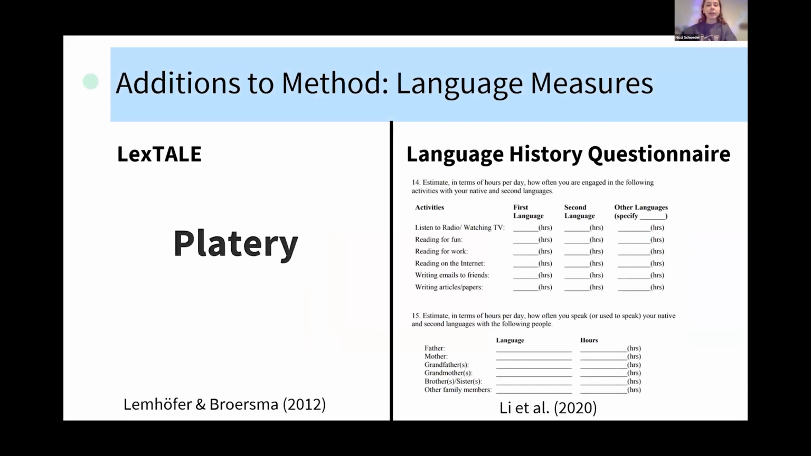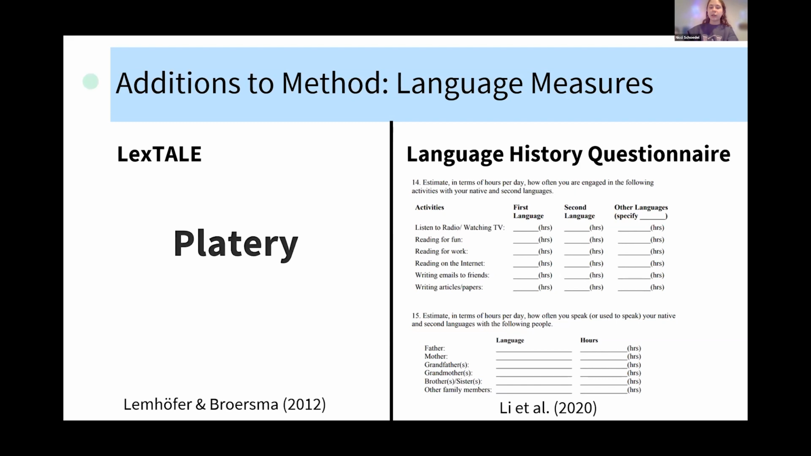To begin the current experiment, participants completed a LexTALE test in order to check the participants' levels of proficiency, specifically in English. After the LexTALE test, I conducted a verbal interview over Zoom with participants to collect information on their language experience and usage.